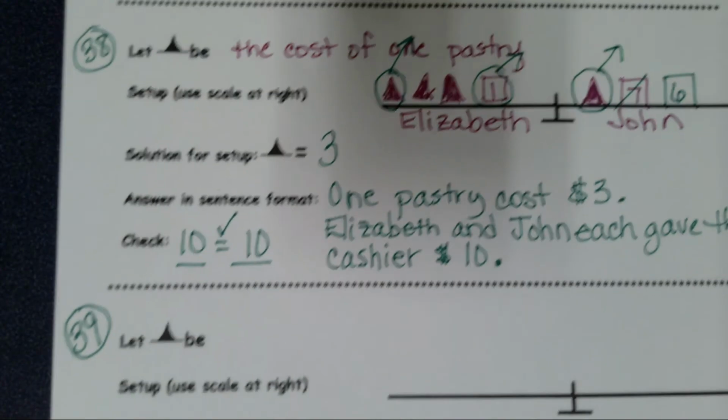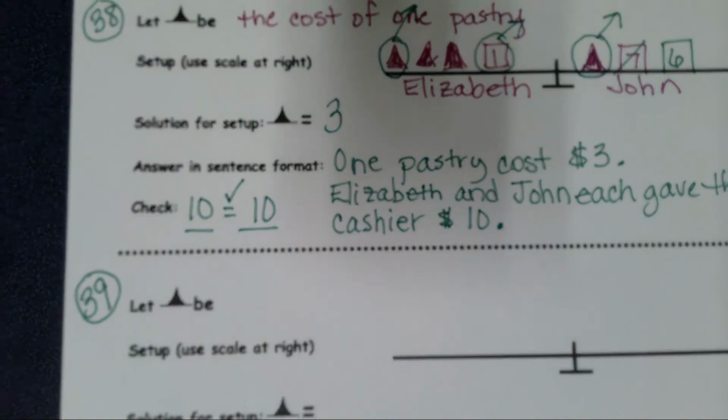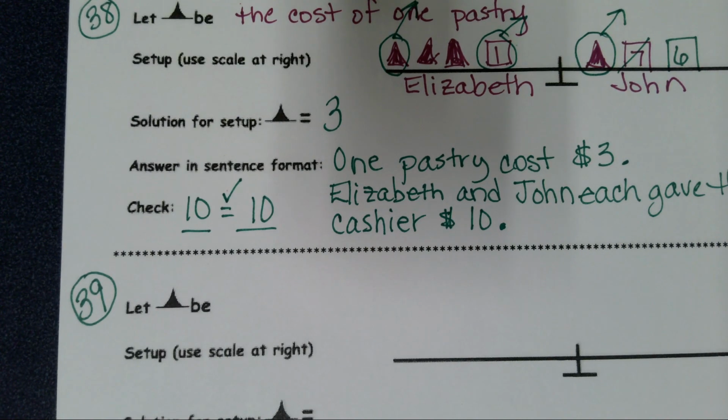Now you have problem number 39 to complete, and that's going to be completed independently. I'd like for you to do this now. Make sure that you answer in sentence format. The next problem does have only one thing that you're solving for, but it might be a little bit tricky, so you need to make sure that you find out how many fish are in the family.